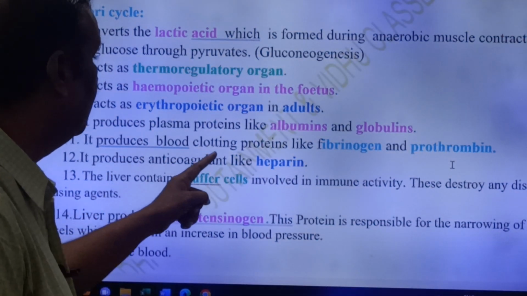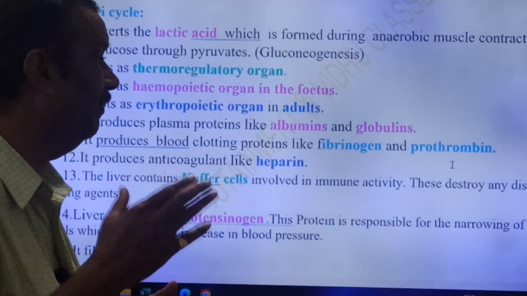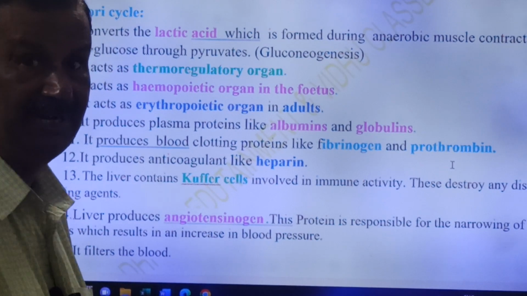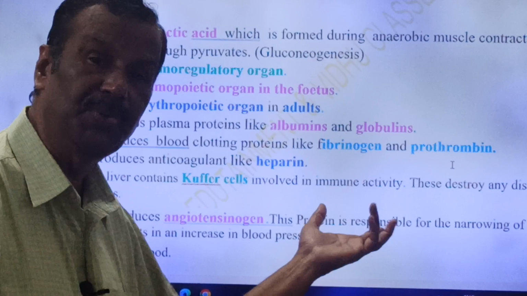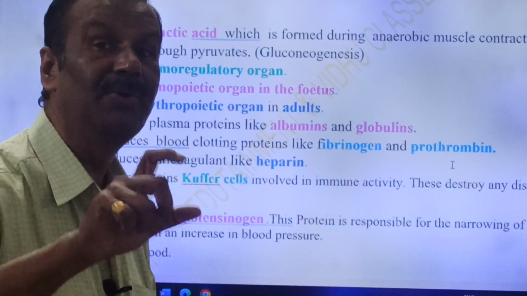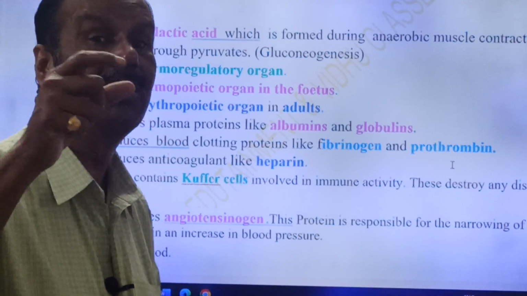Next, liver produces blood clotting proteins like fibrinogen and prothrombin. Liver produces blood clotting proteins. These are also proteins, friends. What are they? Fibrinogen, prothrombin. They help in blood clotting.